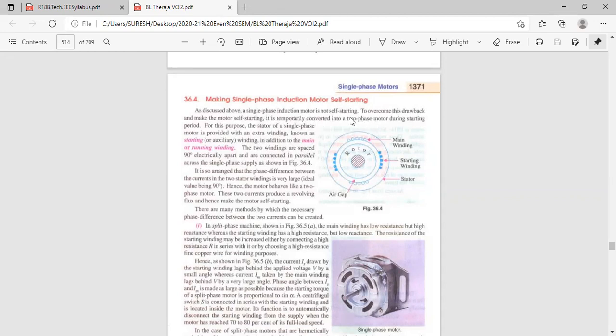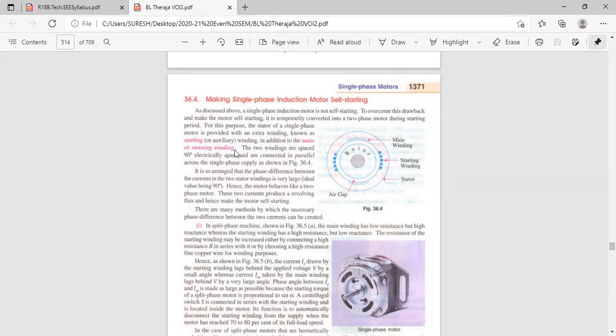Once it reaches rated speed, we will remove the two-phase. Two-phase means one starting winding will be removed. For this purpose, the stator of the single-phase motor is provided with an extra winding known as the starting winding or auxiliary winding. I have already told you yesterday, auxiliary means temporary. This is the starting winding. Temporarily, we are connecting one starting winding in addition to the main winding or running winding.